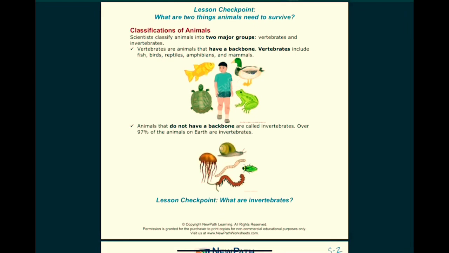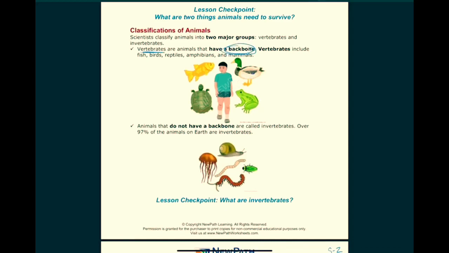Alright, there are two main types of animals, or two main ways that scientists classify them. So this section right here, classification of animals. Scientists classify animals in two major groups, vertebrates and invertebrates. Now we talked about this before in class, so I'm going to remind you what we discussed previously. Basically a vertebra is like a part of your spine. Vertebrates are animals that have a backbone. Vertebrates include fish, birds, reptiles, amphibians, and mammals. So the main part that you need to know is that if it's a vertebrate, it has a backbone.